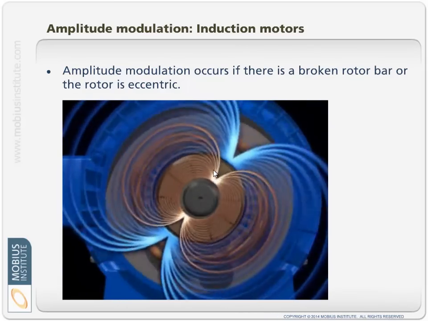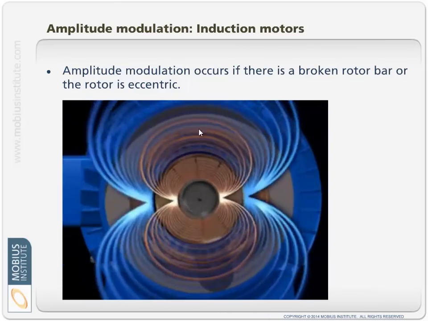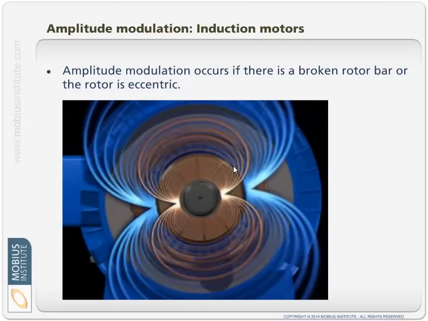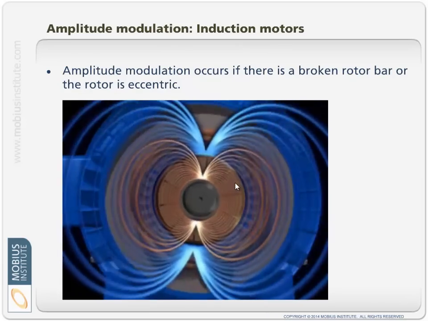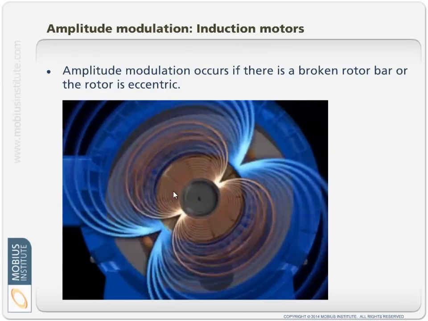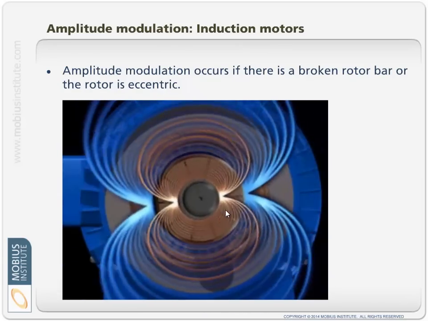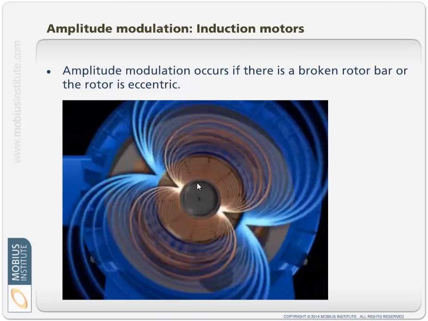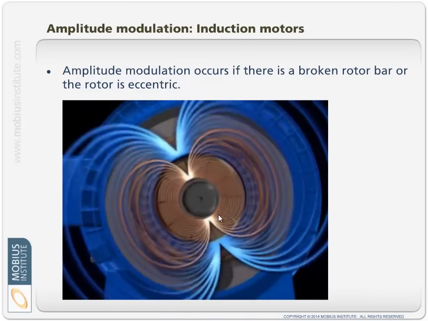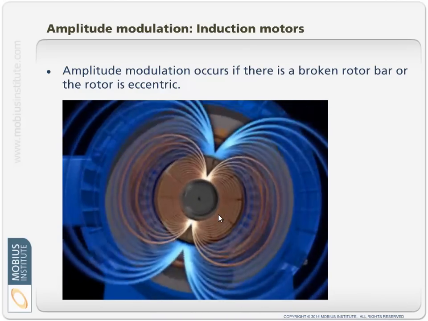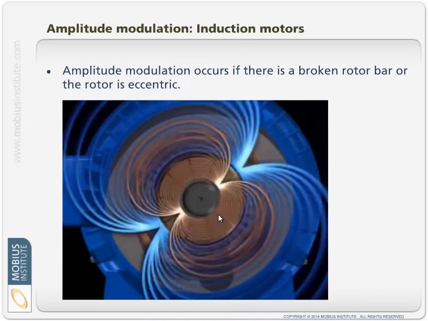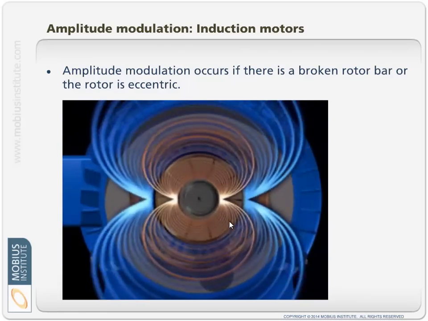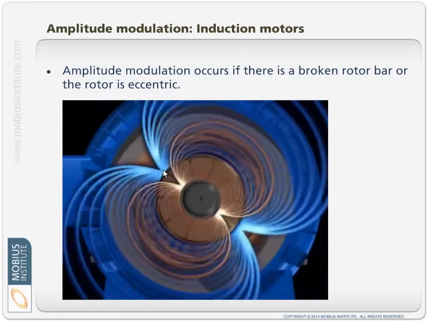That magnetic field sees the spinning, rotating magnetic field around it and tries to chase it. It never quite catches up. But if you watch closely, you'll see that the rotor is turning more slowly than the magnetic field. You see these lines on the rotor are sort of slipping behind. That's the slip frequency.